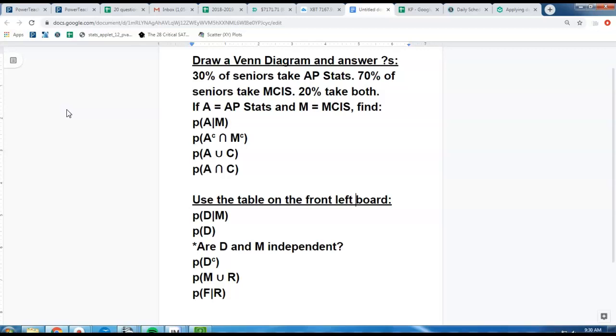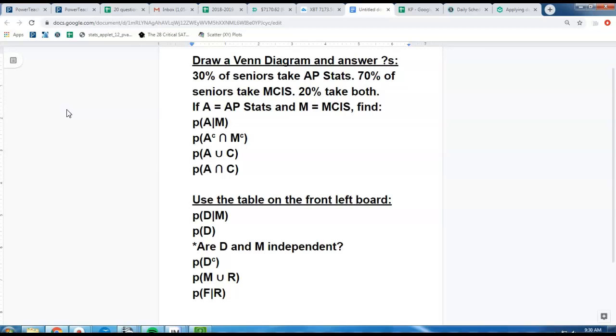So the probability of A complement and M complement. What does A complement mean? It didn't take AP Stats. What does M complement mean? It didn't take the MCIS. So they're not in either class, and what percent of people are not in either one? That's the outside part. This white part out here, that's 20%, or 0.2.